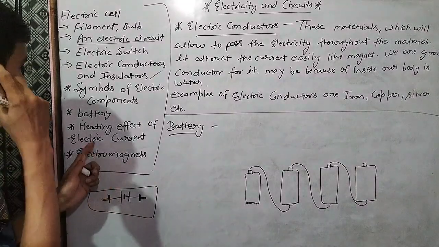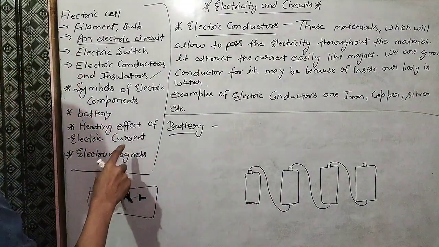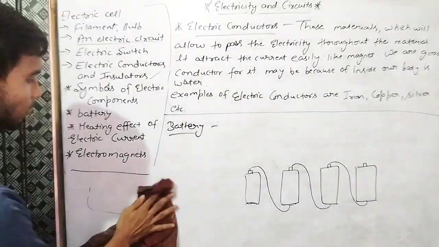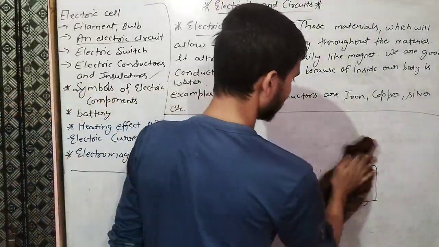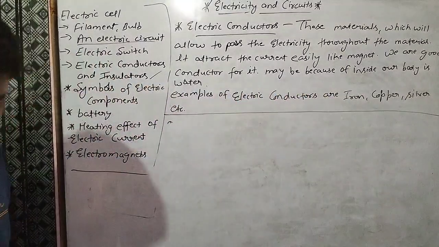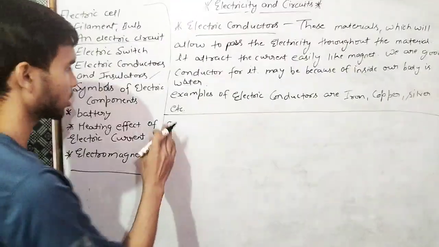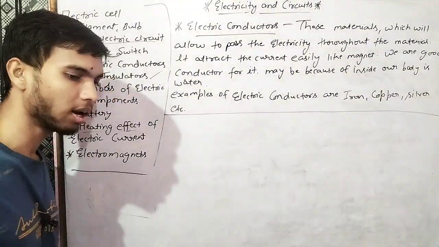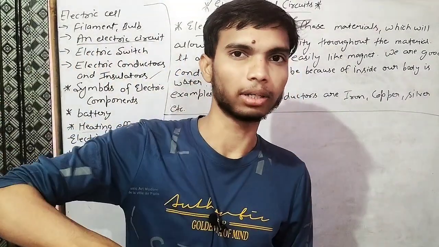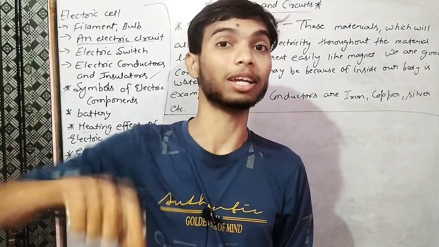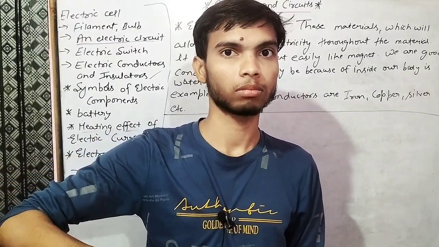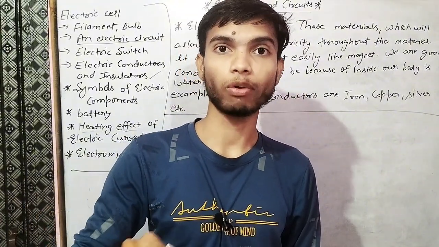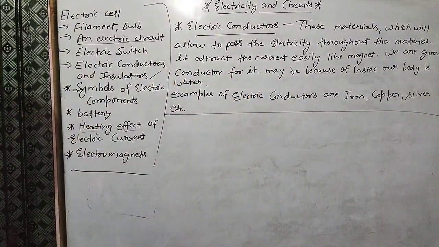Now let's understand the heating effect of electric current, then electromagnets. Heating effect. When will a wire be heated? When will a wire be heated? Okay. This definition will explain the heating effect of electric current on a wire. Clear?